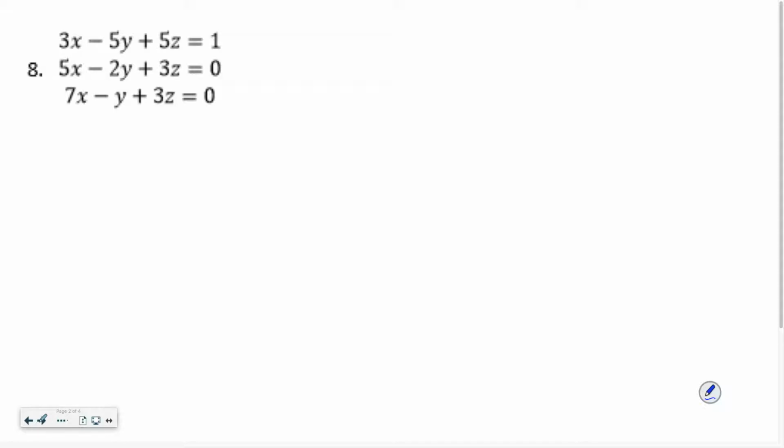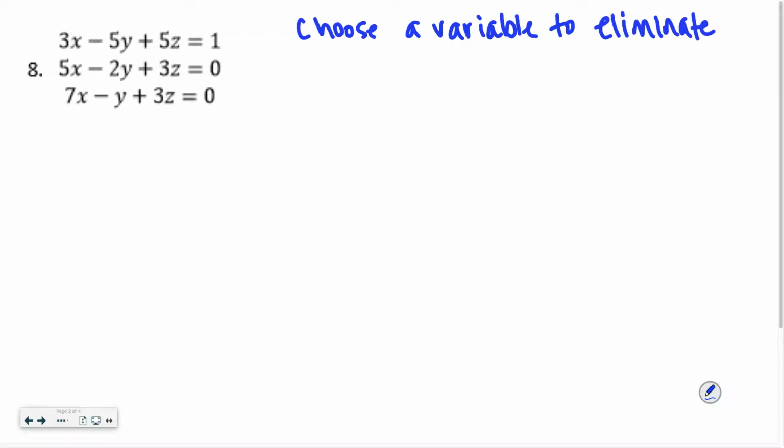So if we can get this into 2 equations to solve with 2 unknowns, then we can worry about the third variable at the end. So what I want you to do is we are going to choose a variable to eliminate twice.